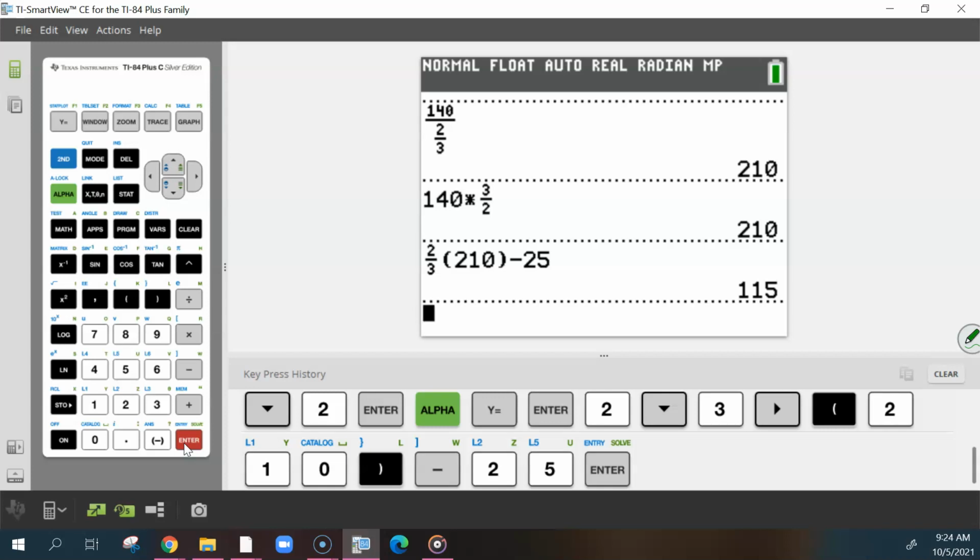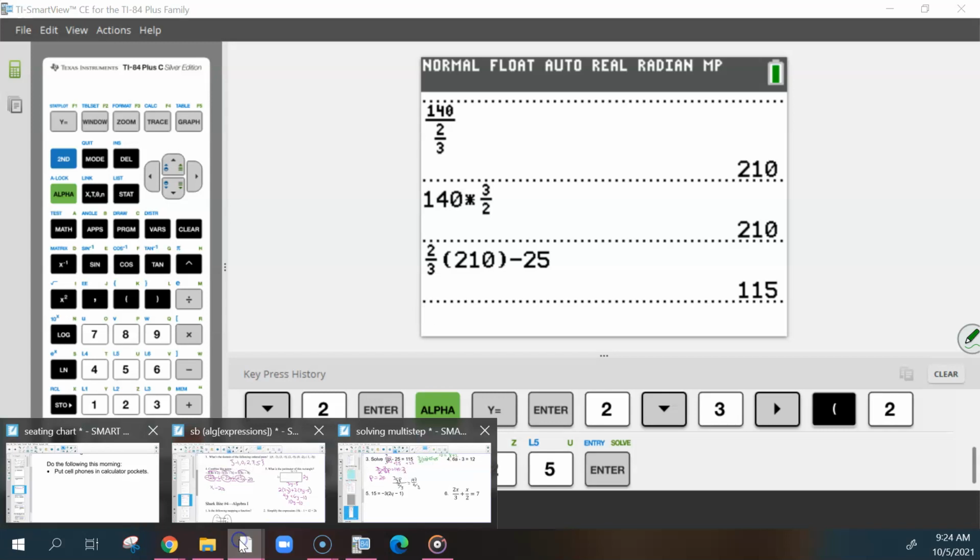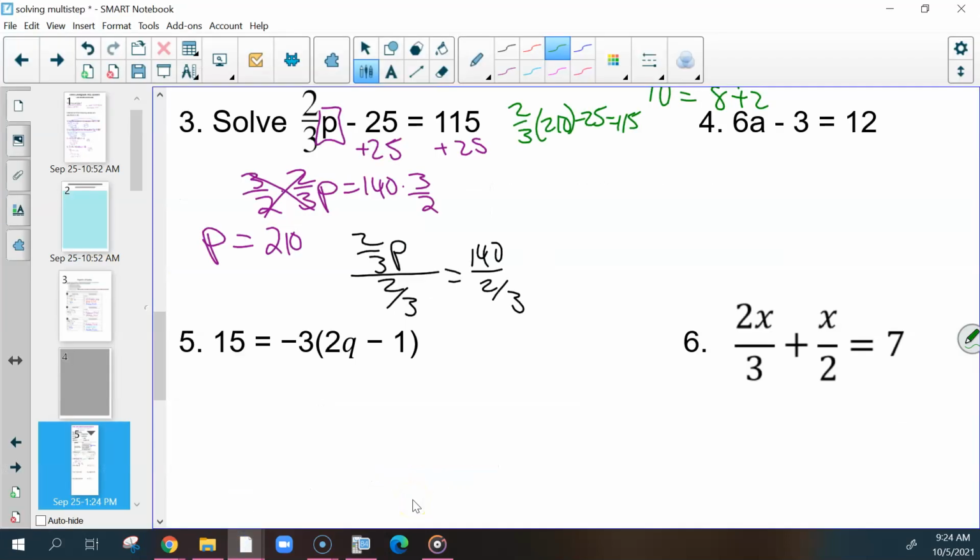Later, once we've gone through the next set of those, after we finish this packet, I'll show you some ways you can check yourself on a calculator and Desmos. Not today.